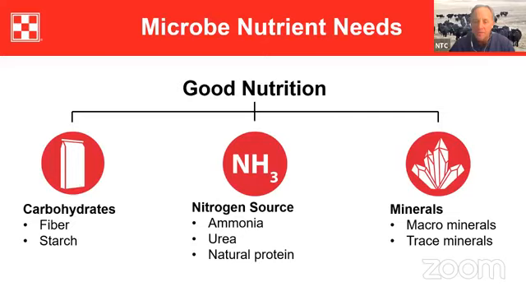And that bacterial protein will actually become the predominant protein source for the cows. The bugs themselves are about 65% protein. So as they flow into the small intestine, they are going to provide the predominant source of protein for the cow. Now you notice under nitrogen source, it says ammonia, urea, and natural protein.